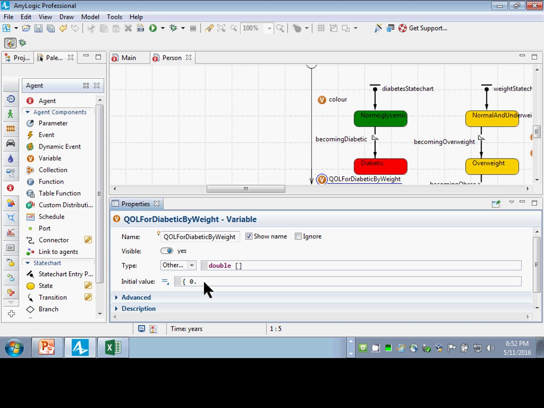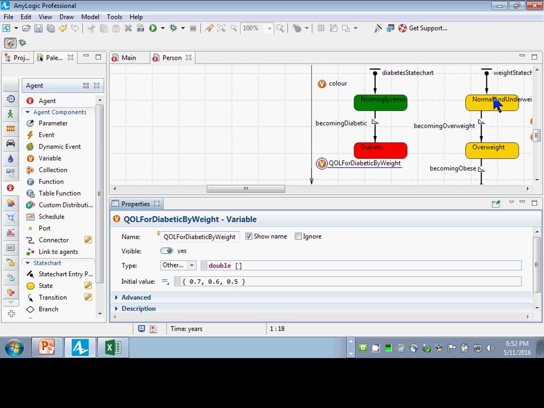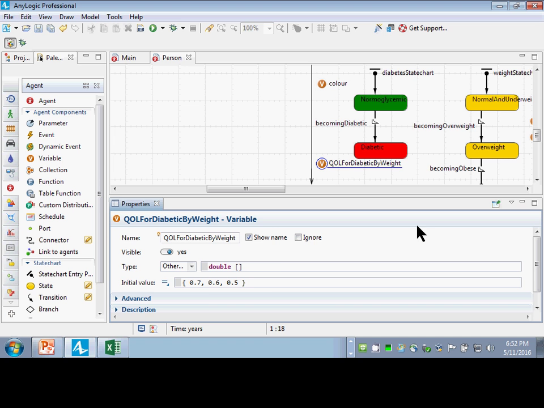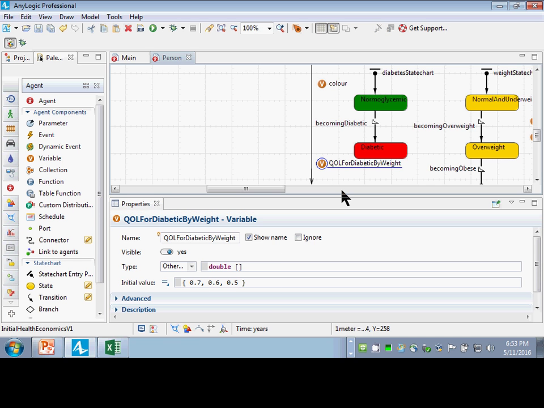It's going to be 0.7, 0.6, and 0.5. What that means is if they're normal and underweight, they'll have a quality of life of 0.7. If they're overweight, 0.6, and otherwise 0.5. And these numbers are not based on literature. They're numbers that we created in an exercise at one point. So that's quality of life for diabetic by weight.